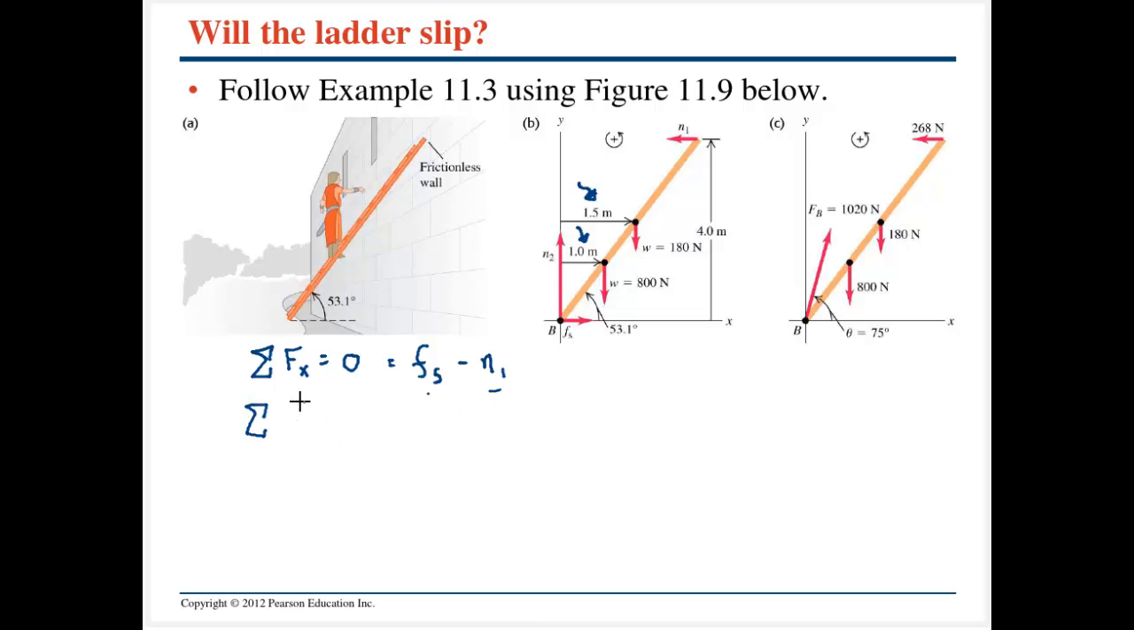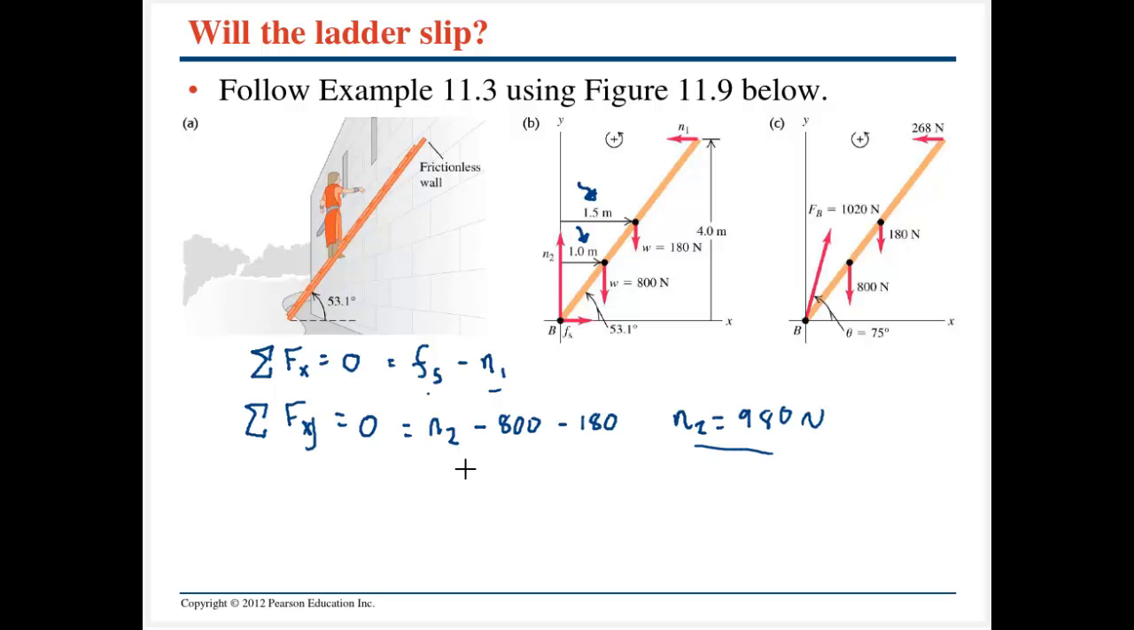I can then write my other criterion. The sum of forces in the y direction must be equal to 0. And here I'm going to have the normal force 2 in the positive y direction, and then I'm going to have the first weight, which is going to be 800 newtons downwards, and then the weight of the ladder also downwards, 180 newtons. So now I know what one of my normal forces is. That's going to be 980 newtons.